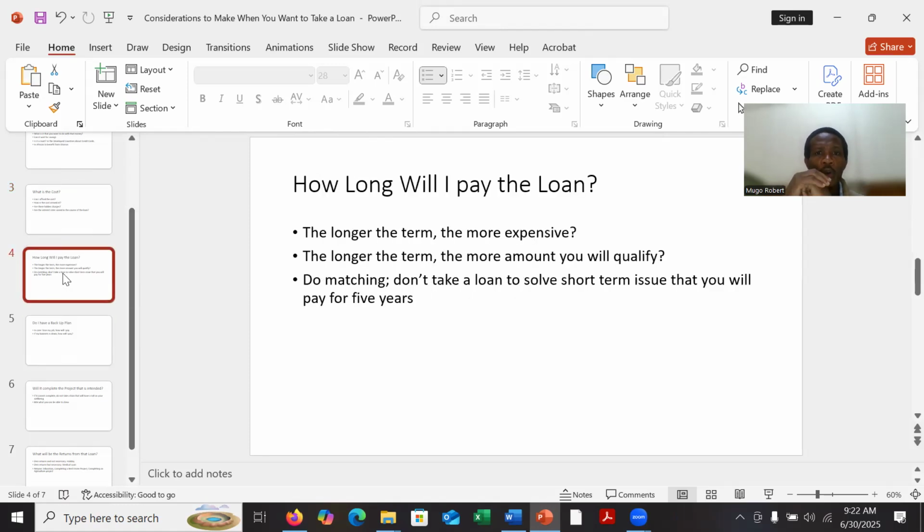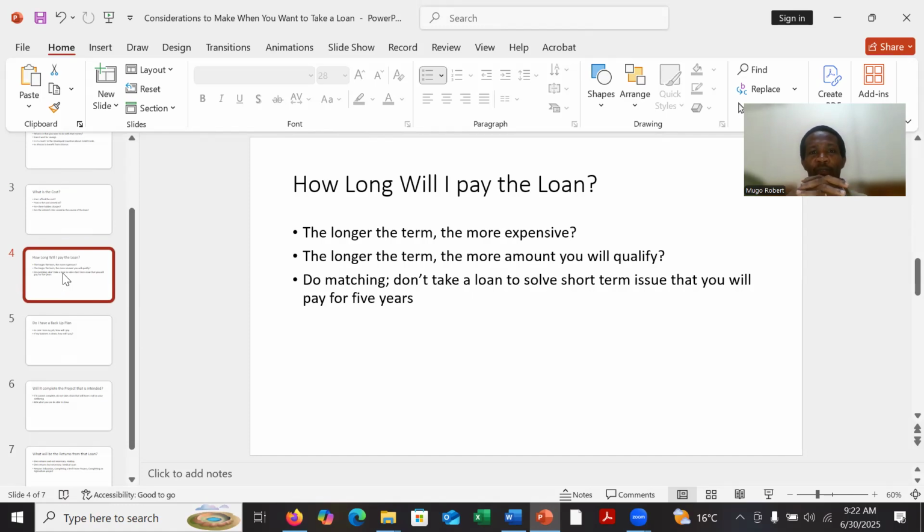The next after the costing is how long will I pay this loan? How long will I pay this loan? The duration of the loan is very critical.